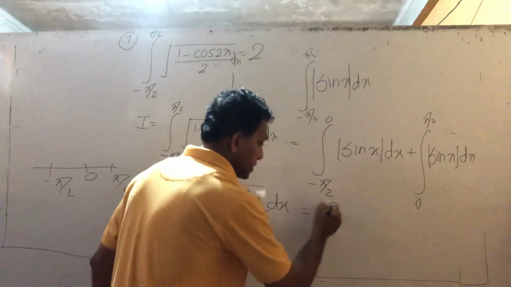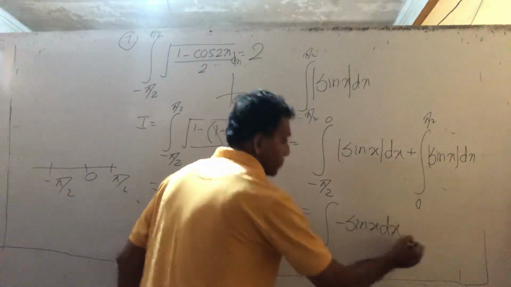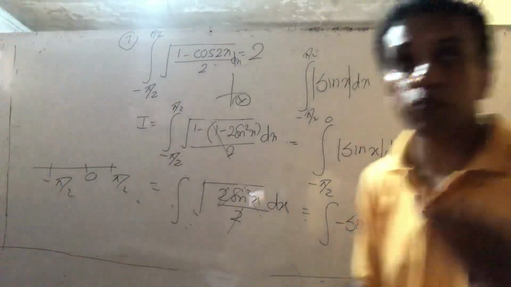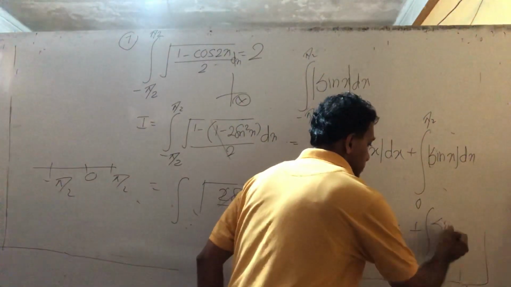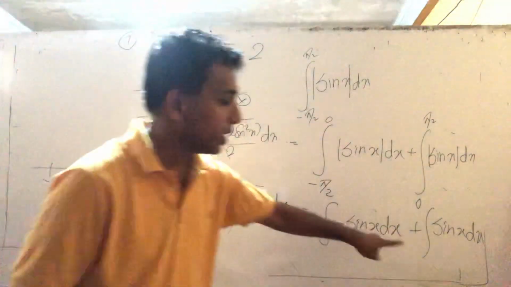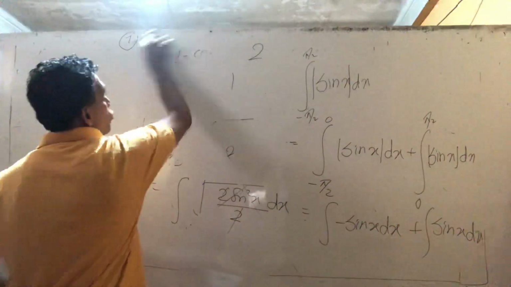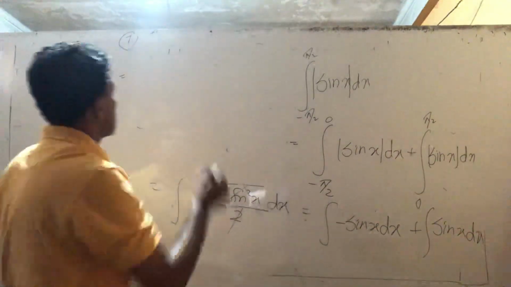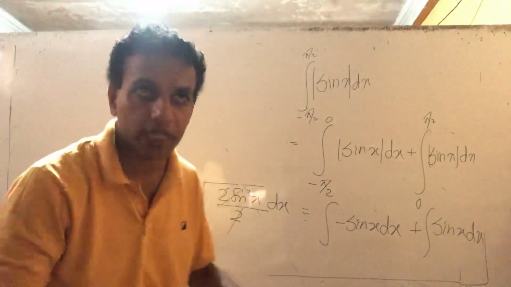So therefore this is integral minus sin x dx. This is the same between 0 and pi by 2, first quadrant, that is integral sin x dx. The boundaries are minus pi by 2 to 0, 0 to plus pi by 2, right? Okay, therefore now integrate. I take the minus out. Sine integration is minus cos, therefore minus times minus gives plus cos.